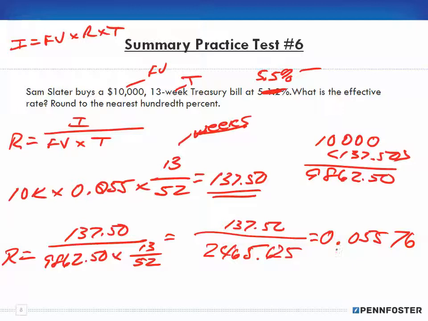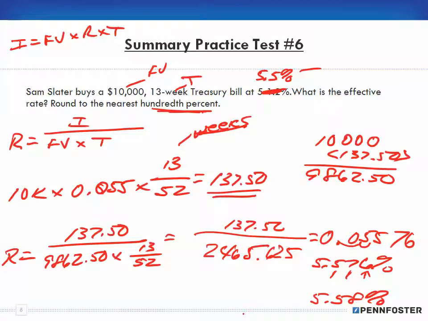That's a decimal. We're converting it into a percentage, so we move the decimal place 2 to the right, and we end up with 5.576. The question says to the nearest hundredth of a percent. That's why I kept the additional 6, because this is the tenths spot, this is the hundredths spot, and 6 is greater than 5, so we round up. We end up with 5.58%. So the effective rate is 5.58%. This points to the fact that the normal interest rate is 5.5, but when you discount it, you get a greater effective rate, 5.58, an additional 0.08 of a percent in interest rate.